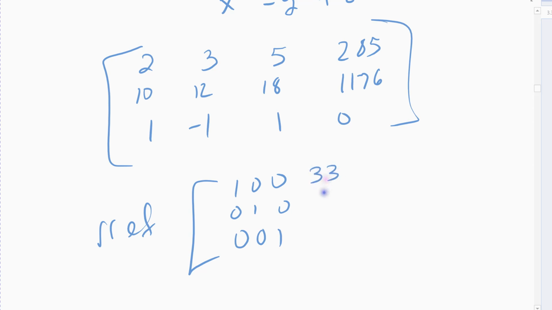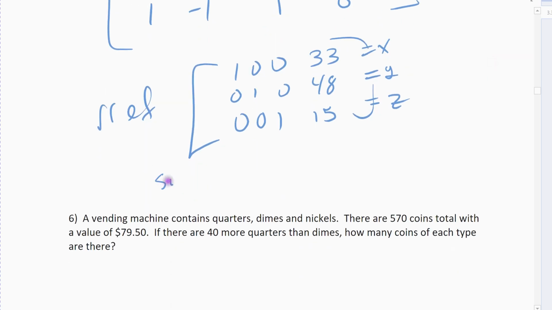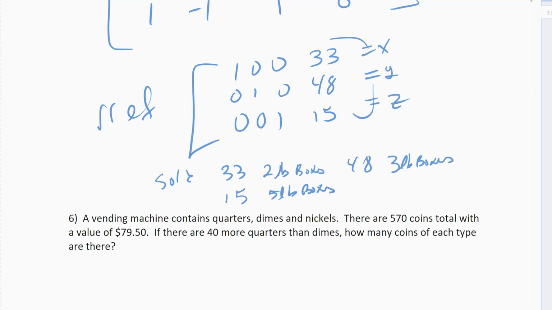All right, and this time I have 33, 48, and 15. So x equals 33, y equals 48, z equals 15. And so this week, they sold 33 of the 2-pound boxes, 48 of the 3-pound boxes, and 15 of the 5-pound boxes. All right, and so that one takes up that page. That's a 3-set page. And again, you have to read the problems very, very carefully. Read the problems and if you're ever unsure, plug numbers in to make sure that they work.